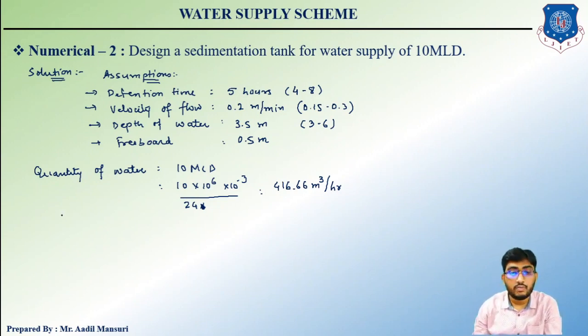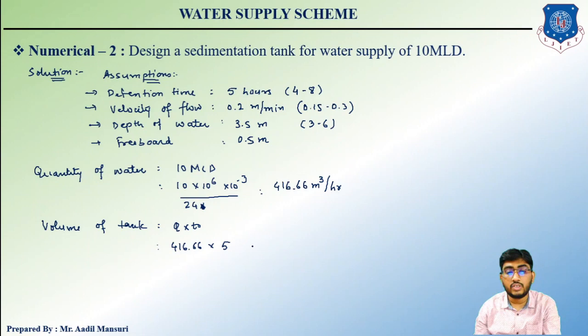Next step, volume of tank. Volume of tank will be equal to Q into T0. How much is the discharge? 416.66. Time we have assumed is 5. So this will be equal to 2083.3 meter cube, right?